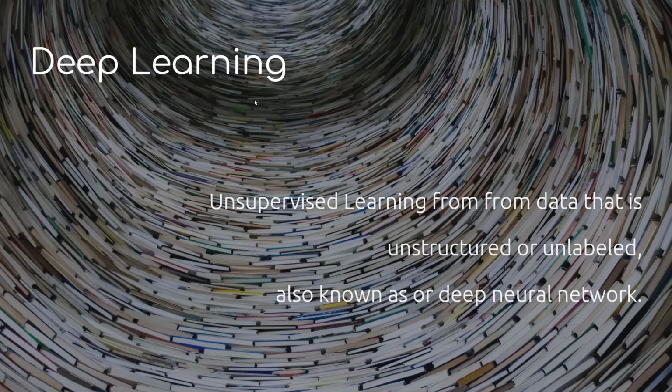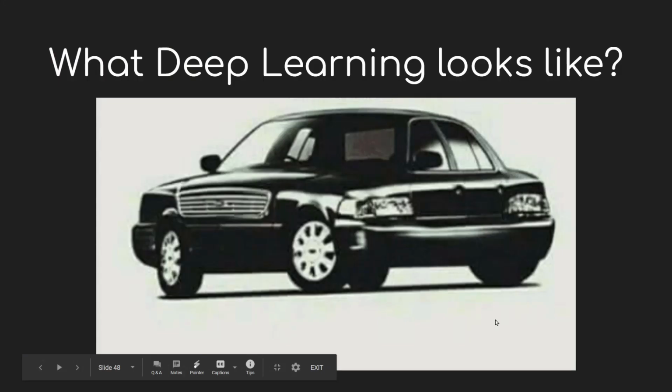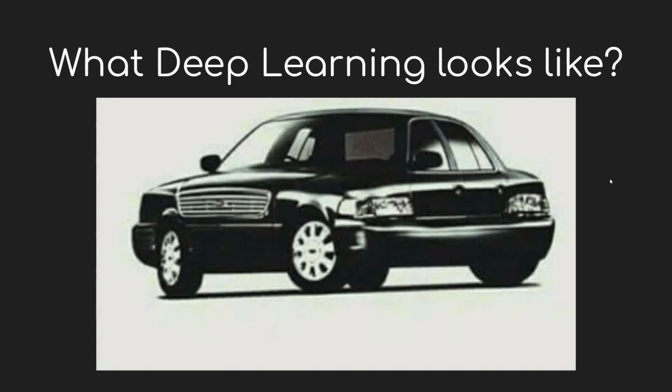That is like collecting all the books in a library and piling them together at a particular location and trying to learn something. So that's the example for deep learning. Unsupervised, unstructured, unlabeled. So this is the idea here. This is where we call it deep neural networks. This is how it actually looks, deep learning.